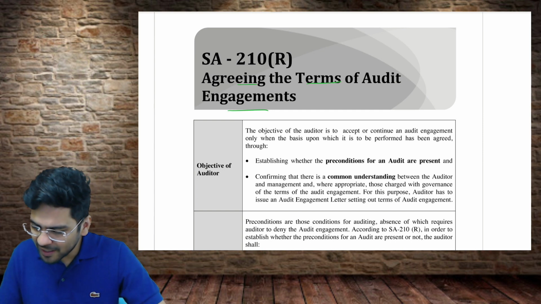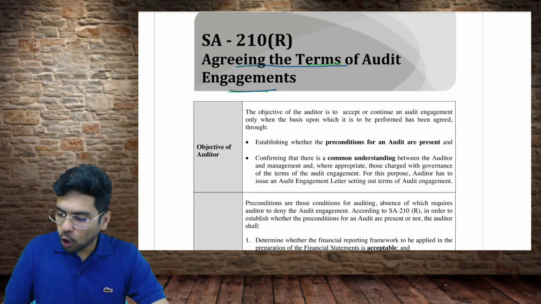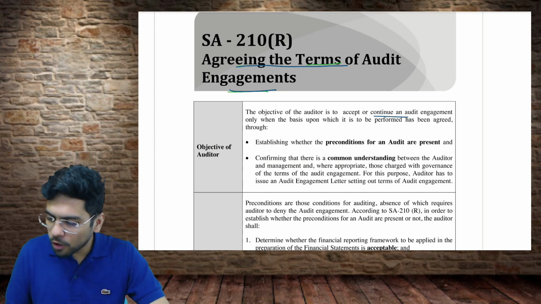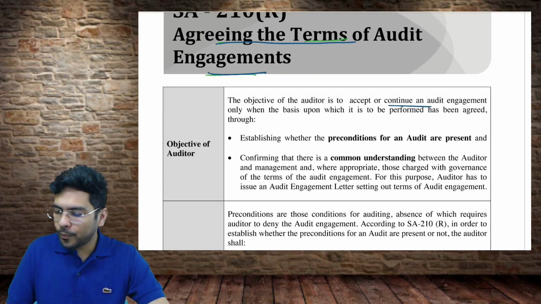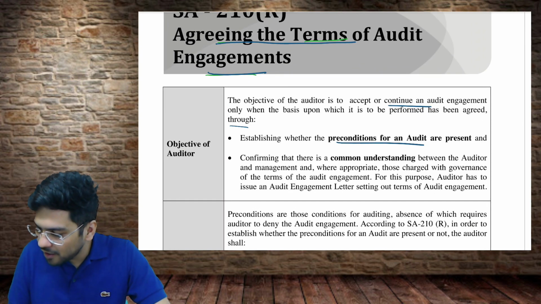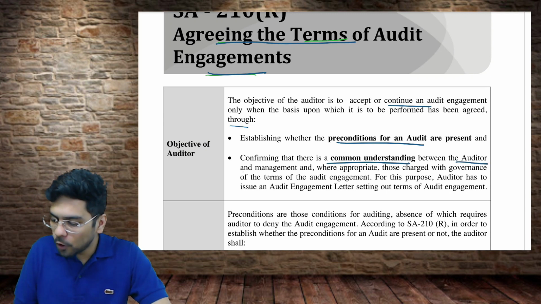So let's understand this. It says agreeing the terms of audit engagement. The objective of the auditor is to accept or continue an audit engagement only when the basis upon which it is performed has been agreed through establishing the preconditions for an audit and confirming that there is a common understanding between the auditor and management, and wherever appropriate TCWG.